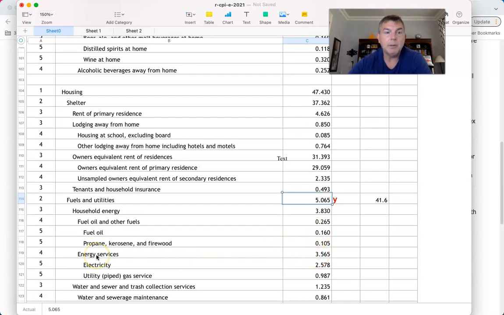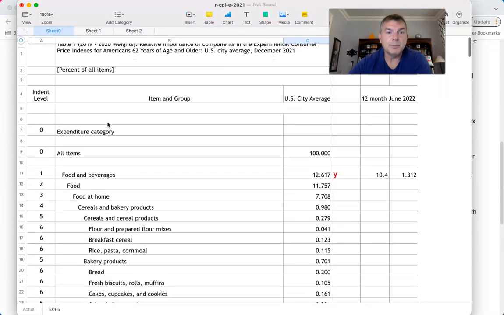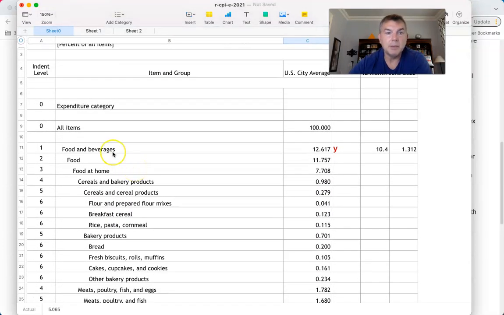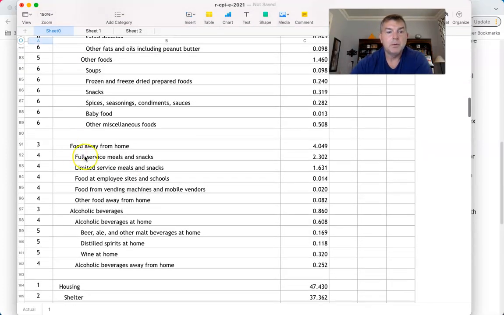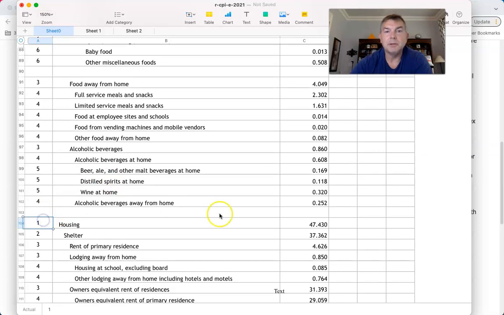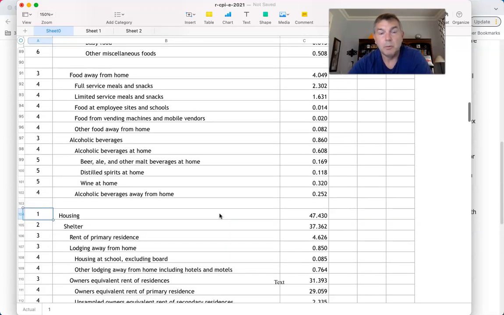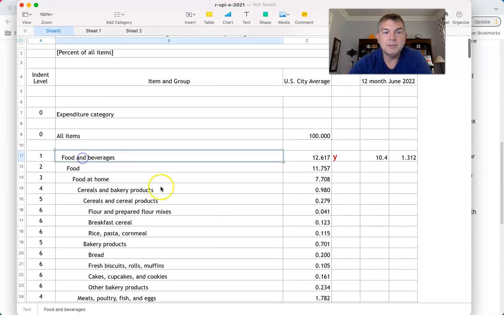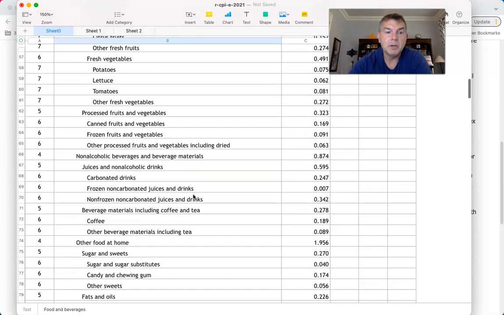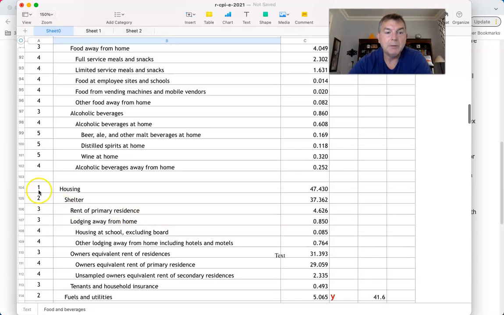Energy service. By the way, let me show you how this works. This is actually pretty cool, man. They did a real good job at BLS, so kudos. Number 1, food and beverages. Number 1, housing. Those are the primary items. So we've got food and beverages with the number 1 right there. We come down here, we have housing with the number 1.